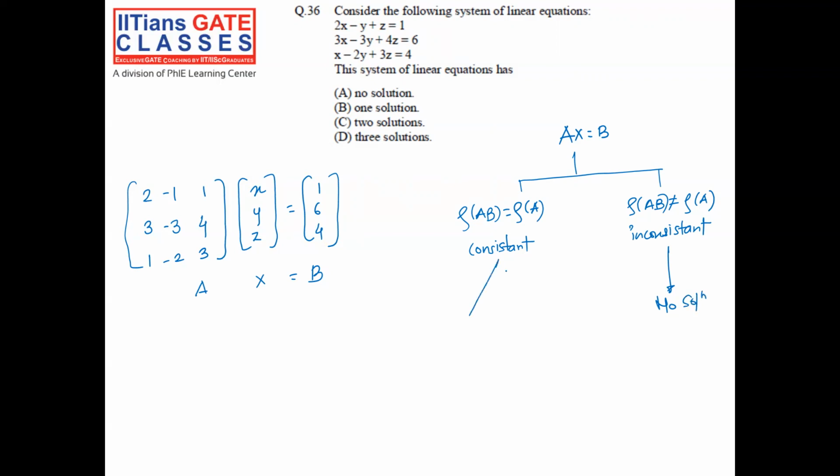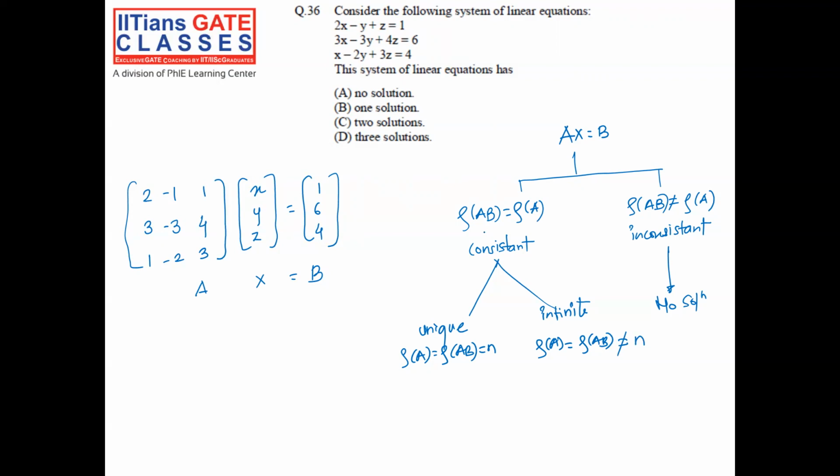And if it is consistent, we'll end up with a unique solution or infinite solutions. Whenever the rank of A equals the rank of AB equals the number of unknowns, we get a unique solution, and when the rank of A equals the rank of AB is not equal to the number of unknowns, we get infinite solutions. So this chart will help us to solve this question easily.